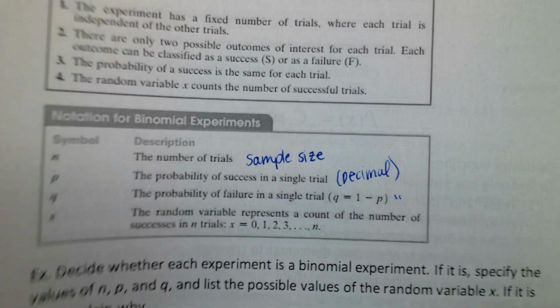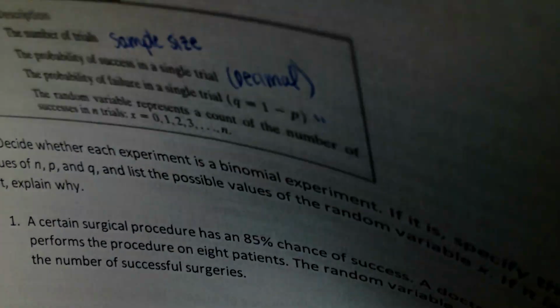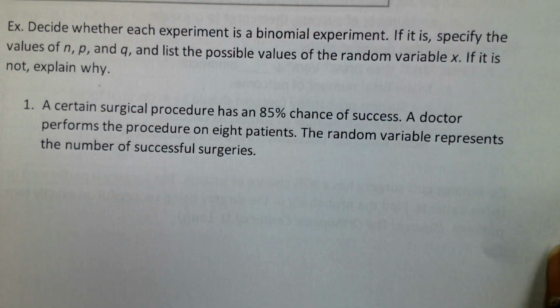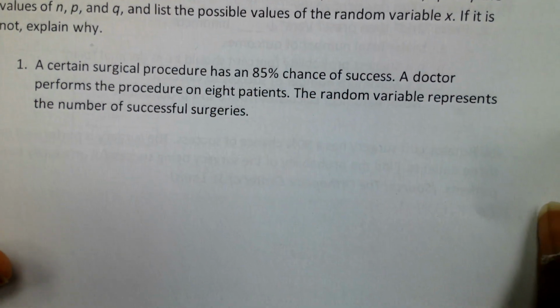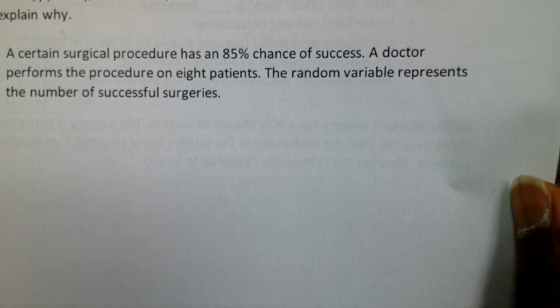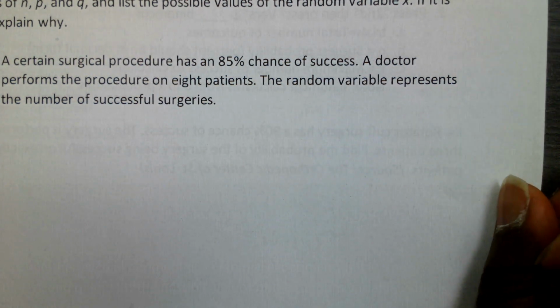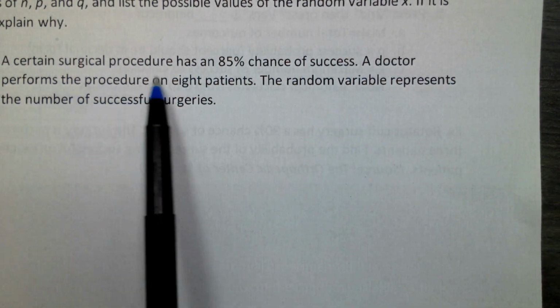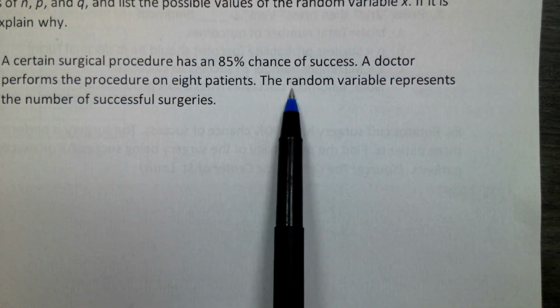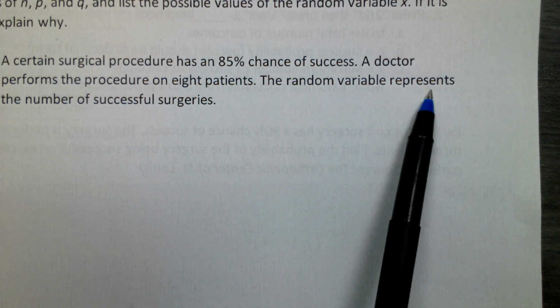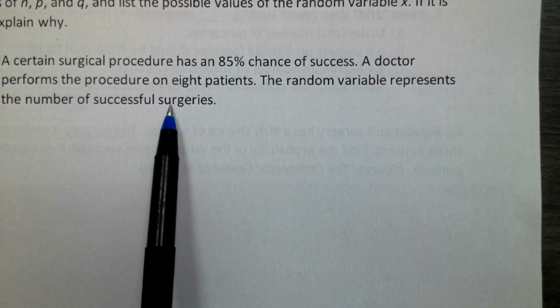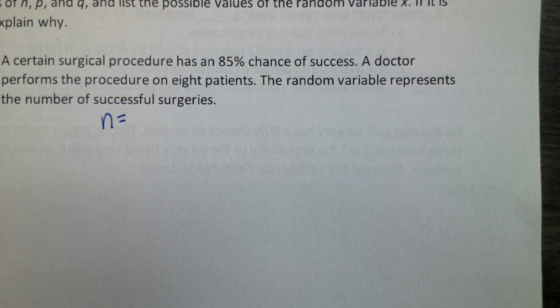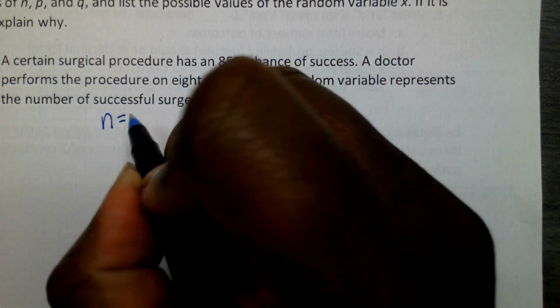So let's break that down. We'll look at whether these are binomial experiments or not, and then explain why. A surgical procedure has an 85% chance of success. A doctor performs the procedure on 8 patients. The random variable X represents the number of successful surgeries. First we want to know what is our N. N is, how many patients do we have? 8.